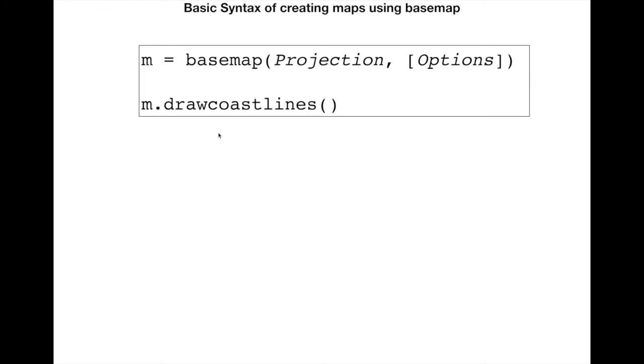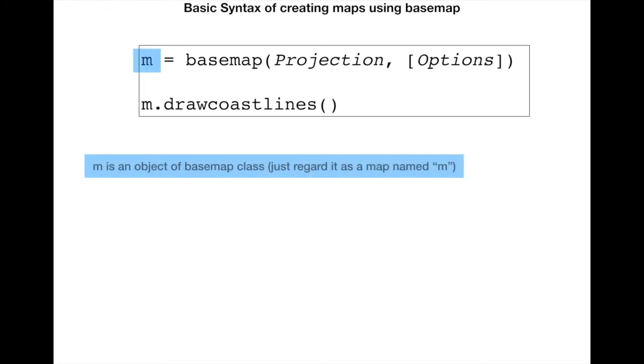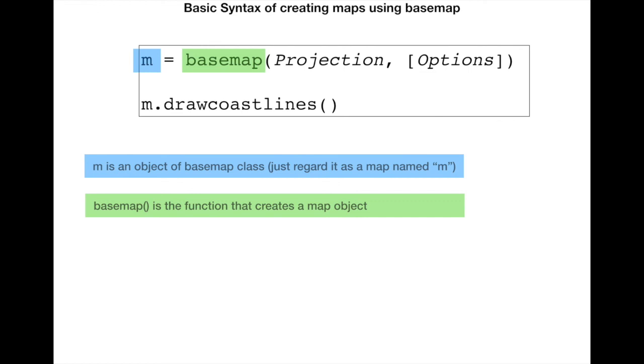So how does this work? First of all, m is an object of the Basemap class. Remember that everything is a class in Python, like the one-dimensional array you worked with in NumPy, that's an ndarray class, right? So m is a Basemap class, and you can just regard it as a map with the name m. Basemap is a function that creates a map for you.